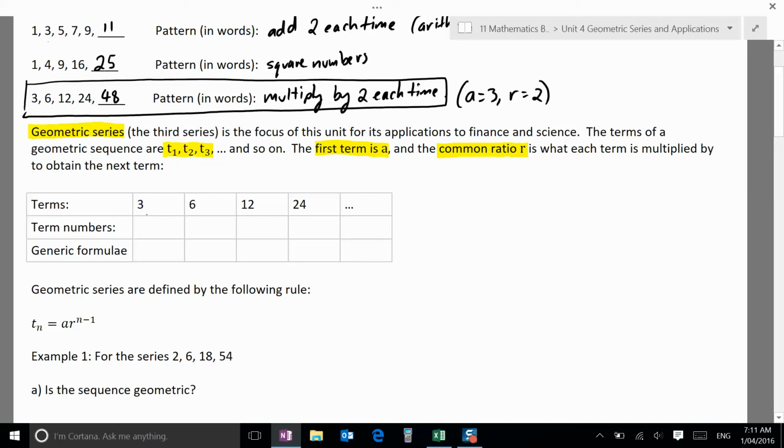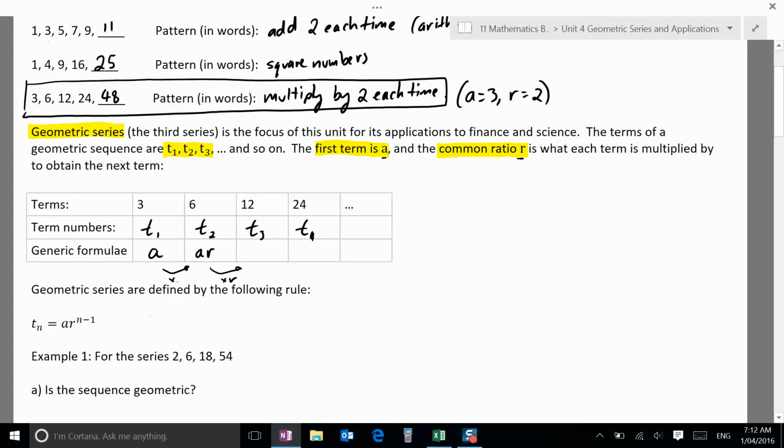So we had these terms, 3, 6, 12, 24, etc. The term numbers: this is T1, this is T2, this is T3, this is T4. In terms of this idea of A and R for our geometric sequence, this first term is A. Then to get the second term, we'll multiply that first term by R. To get the third term, we'll multiply by R again.